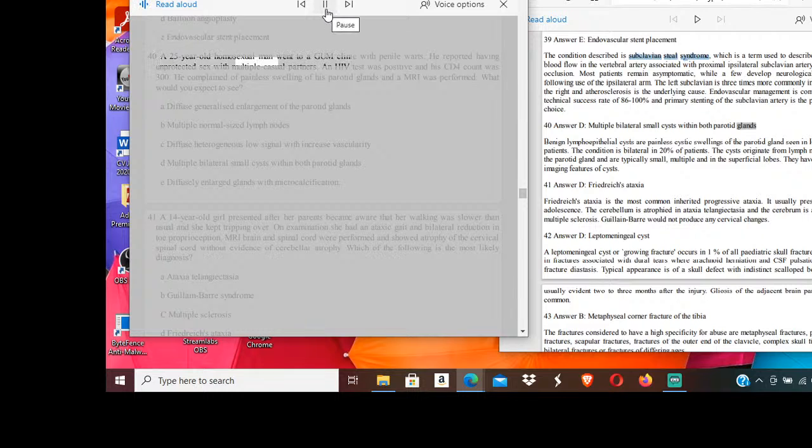A. Diffuse generalized enlargement of the parotid glands. B. Multiple normal-sized lymph nodes. C. Diffuse heterogeneous low signal with increased vascularity. D. Multiple bilateral small cysts within both parotid glands. E. Diffusely enlarged glands with microcalcification.